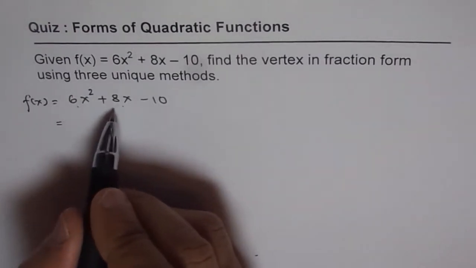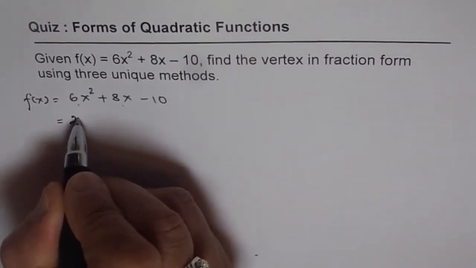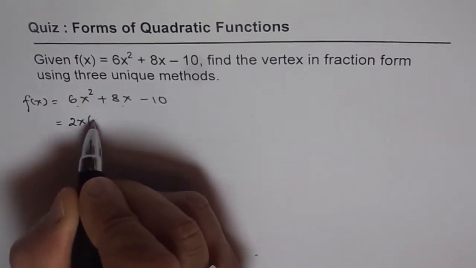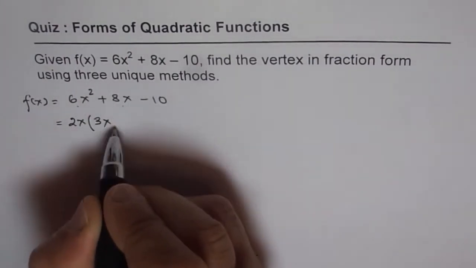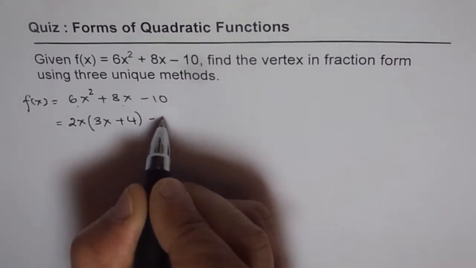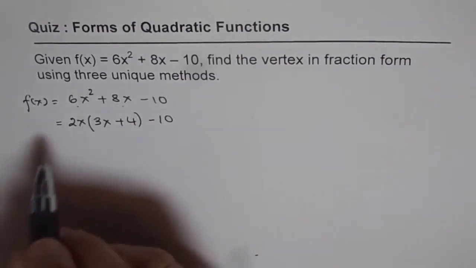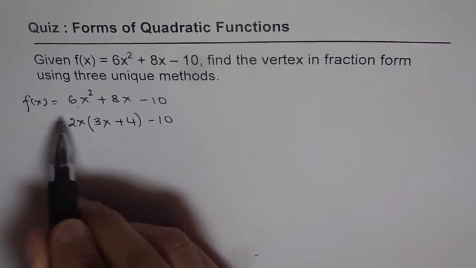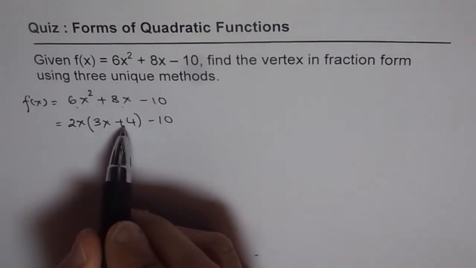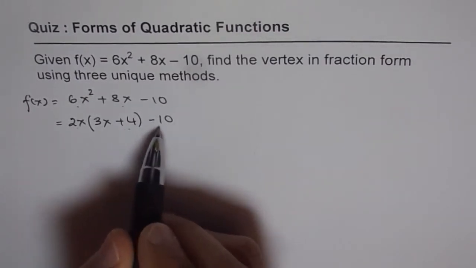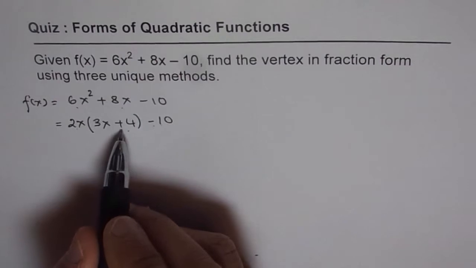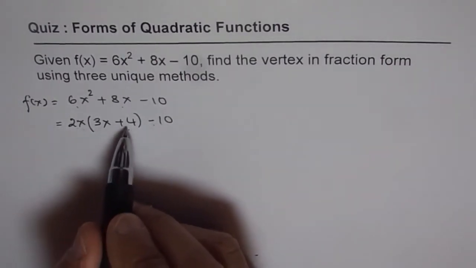So here what do we get? We have 2x common. So 2x is common. We have 6 divided by 2 is 3. So we get 3x plus 8 divided by 2 is 4, minus 10. So if you see this, then at x equals 0, the value of the function is minus 10. At x equals minus 4 over 3, the value of the function is also minus 10. Do you see that? So there is an axis of symmetry midway between them.